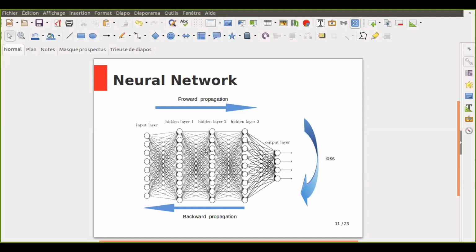The next step is called loss, which helps to compute the difference between the calculated output and the real output. The last step is backward propagation, which helps to update the weights and the bias of this neural network in order to complete the training.